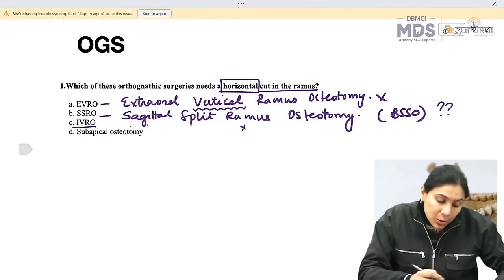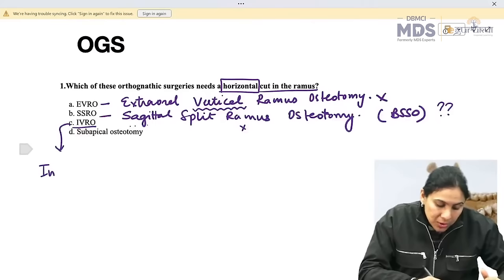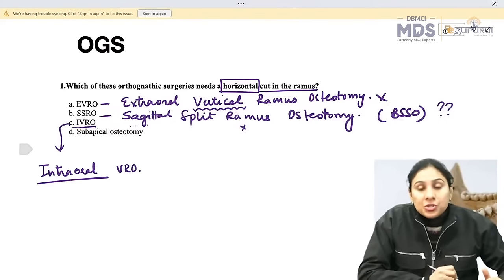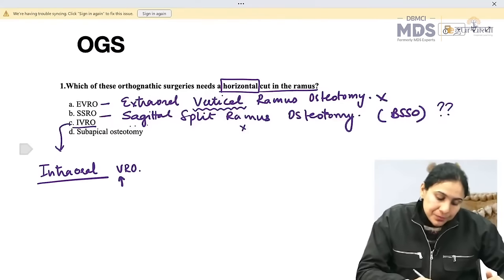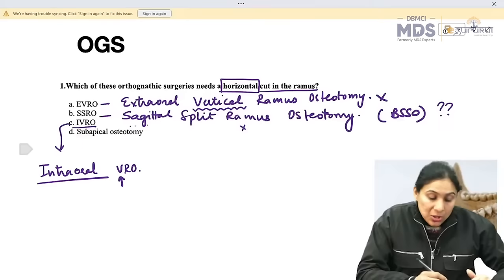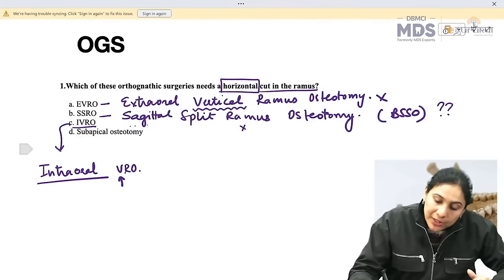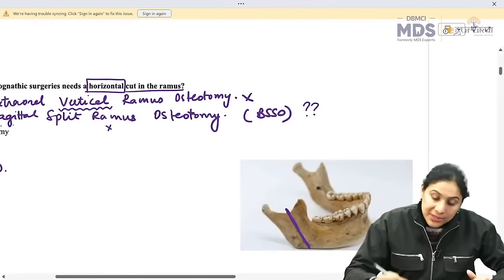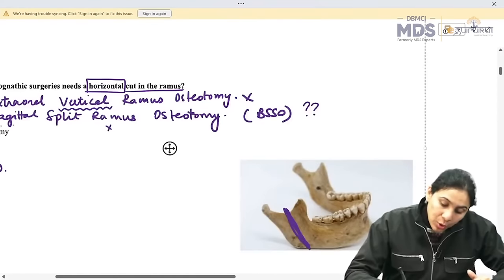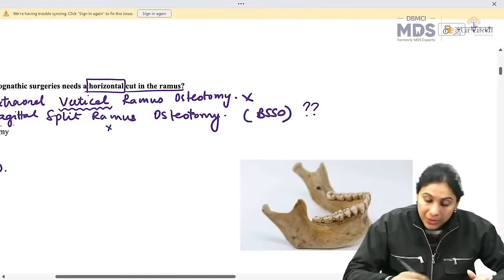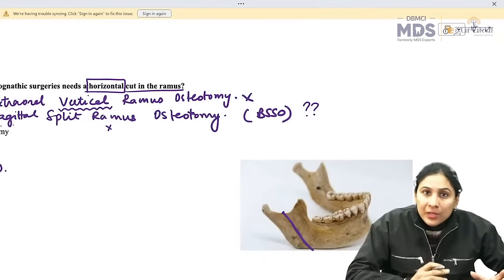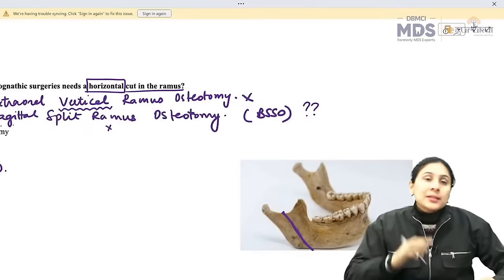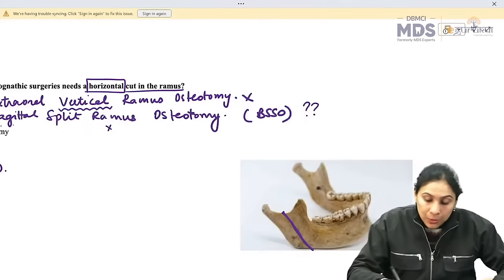IVRO is the same as EVRO, the only difference being that it is an intraoral vertical ramus osteotomy. So it's a vertical ramus osteotomy, but it's done intraorally. It is more or less the same vertical cut in the ramus that you can see here. This is VRO, or vertical ramus osteotomy, and this is how the cut is placed. If you put it intraorally, it is IVRO. If the incision is extraoral, it is called EVRO.